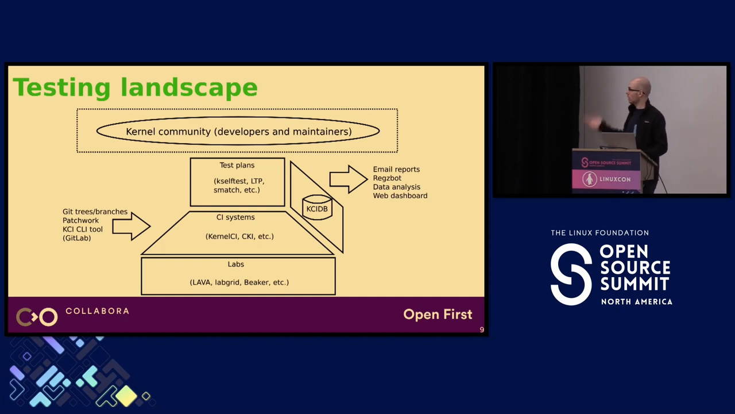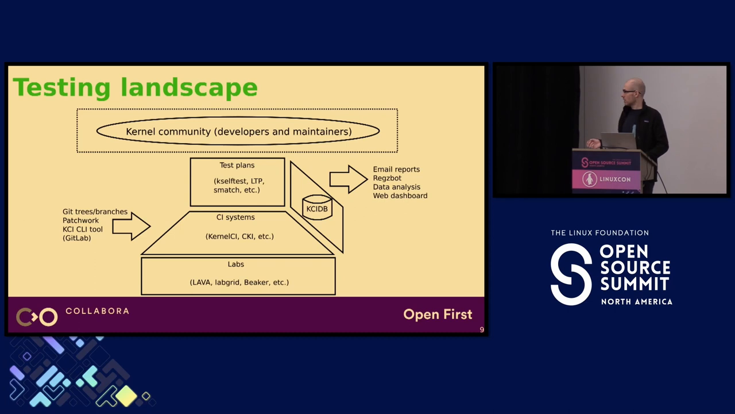Going from the top, we've got you, kernel developers, maintainers, and all involved engineers. We also have all the input data for tests to be run, like Git trees and specific branches, patches coming from Patchwork, sometimes only CLI tools that provide proper input for testing, or various version control systems like GitLab, for example. We also have to take into consideration all the test plans like kselftest, LTP, or Smatch.